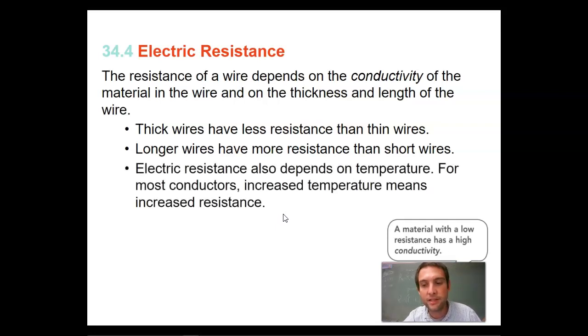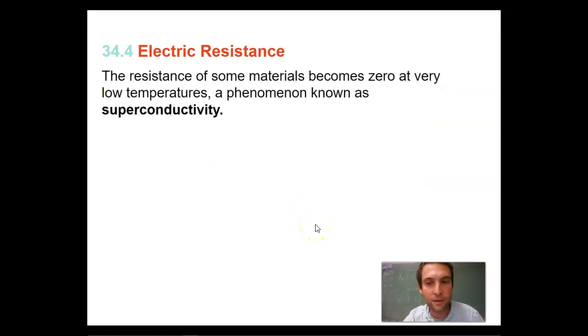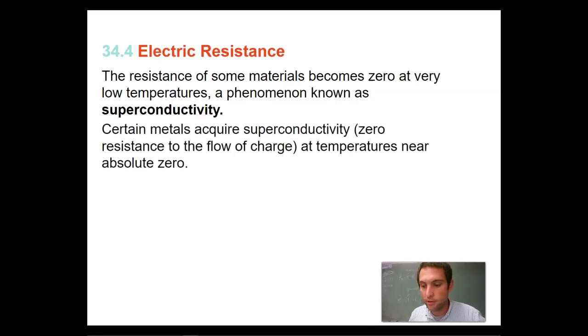Electric resistance depends on the temperature. For most conductors, increasing the temperature increases the resistance. The resistance of some materials becomes zero at very low temperatures. This is called superconductivity. This is a newer form of physics and is researched to make a lot of really cool things. Check out the videos.